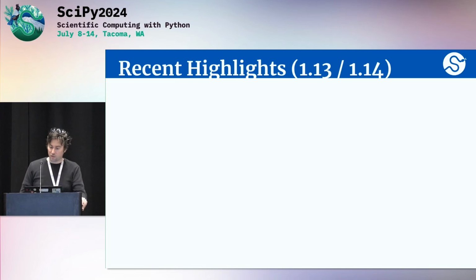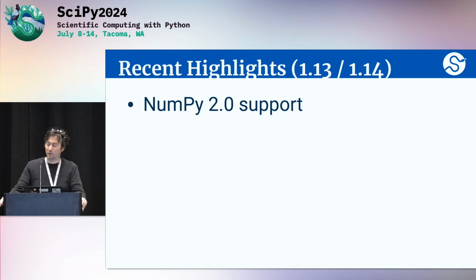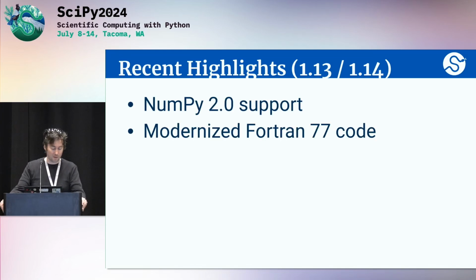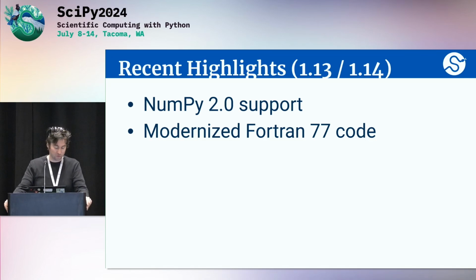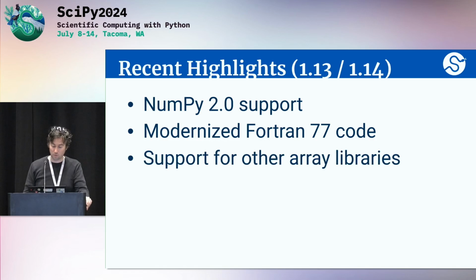Some highlights from recent releases. We've got NumPy 2.0 support now. Modernized code: about a year ago in SciPy, we had about 150,000 lines of Fortran 77 code, and we're thankfully about halfway towards more modern translations of that, which is going to be more maintainable.